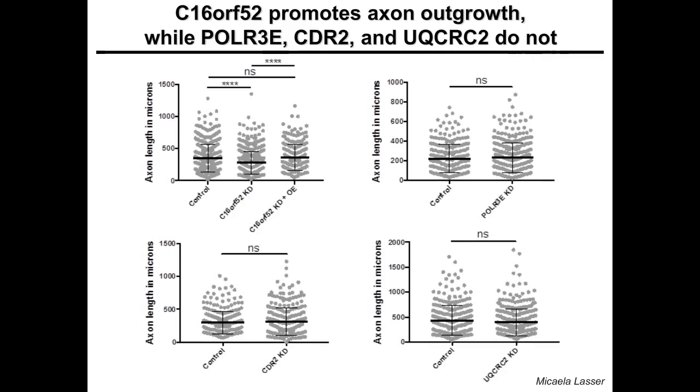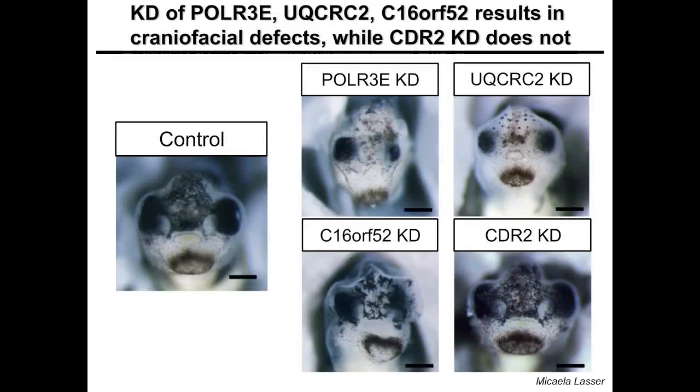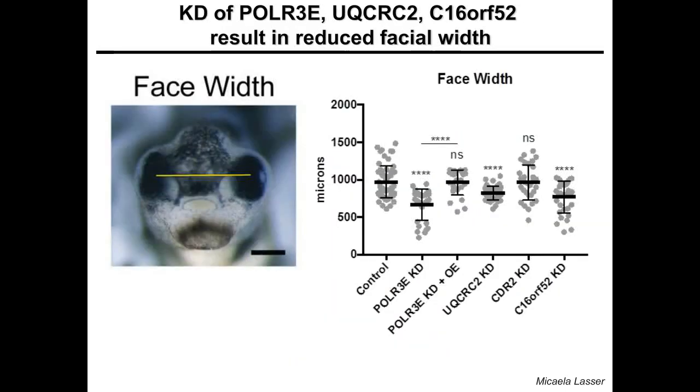But Michaela is not just looking at axon outgrowth, but looking at other parameters as well. For example, she's looking at craniofacial defects. She has found that knocking down POLR3E, UQCRC2, and C16orf52 also shows craniofacial defects, where CDR2 shows no effects at all. And then finally, these patients show microcephaly defects.